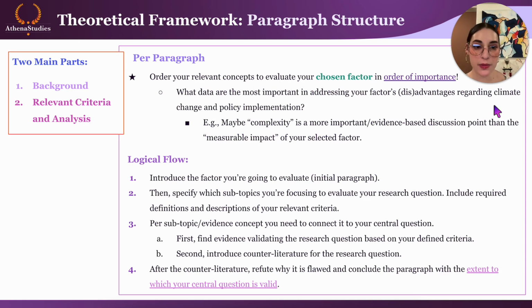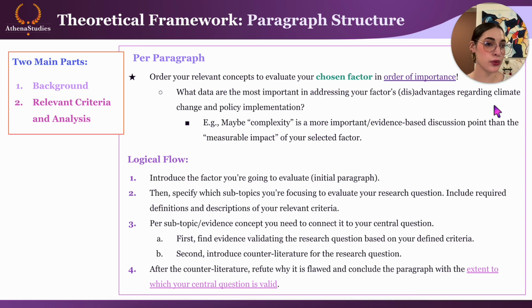But in terms of logical flow within each paragraph, the biggest suggestion I would have is, of course, again, start with part 1. So the background, definitions, key concepts and terms relating to the research question. And then for part 2, which is the relevant criteria and analysis, have those in the follow-up paragraphs, and then within each paragraph, specify which subtopic or criteria you are focusing on to evaluate your research question.